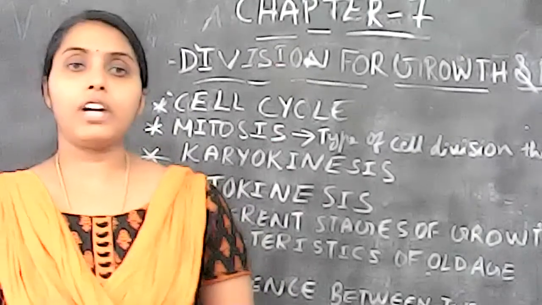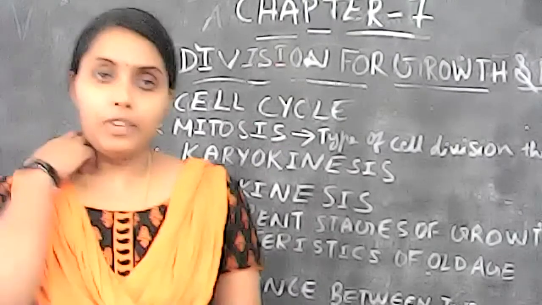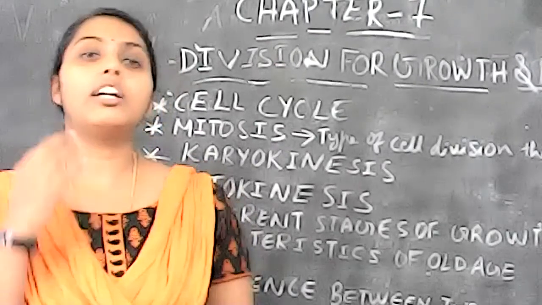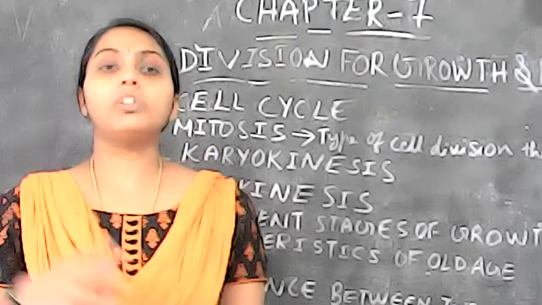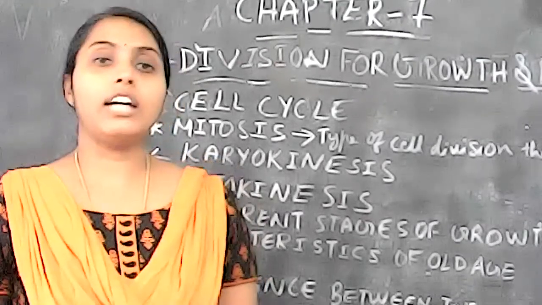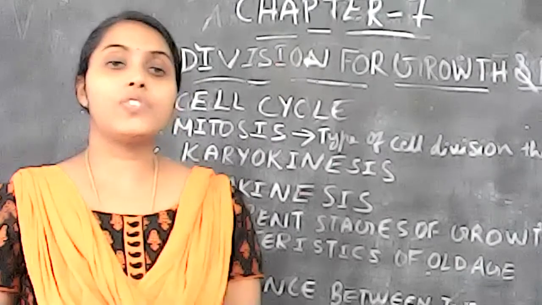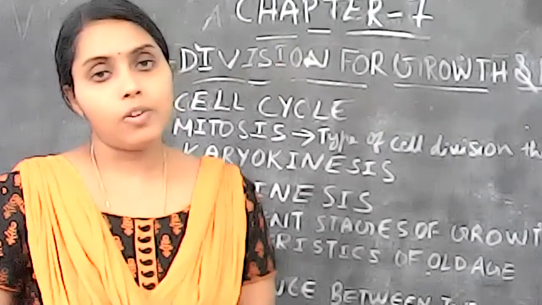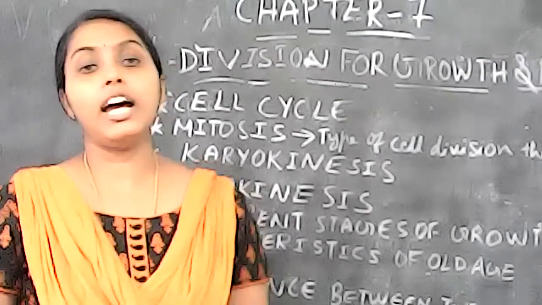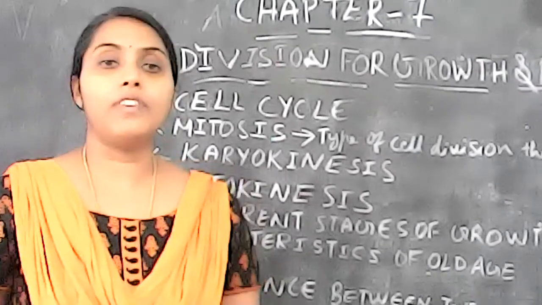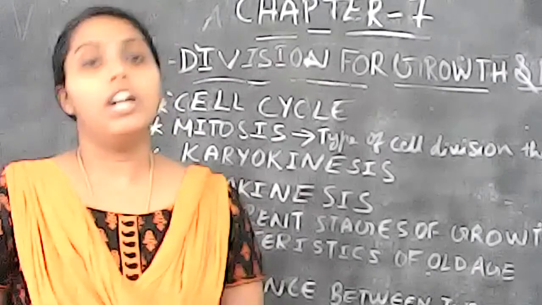In telophase, what happens to the chromosomes? When the chromosomes get duplicated, the chromosomes again get transformed into chromatin reticulum, and 2 nuclei will be formed during the telophase. 2 daughter nuclei will be formed during the stage of telophase.